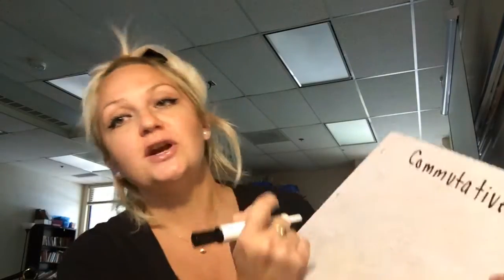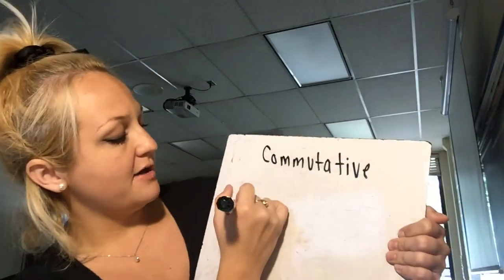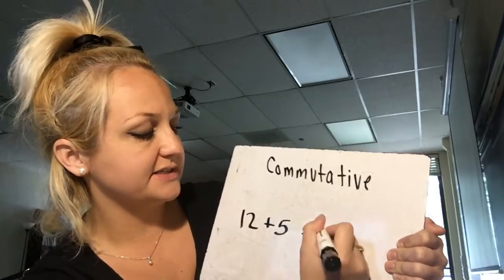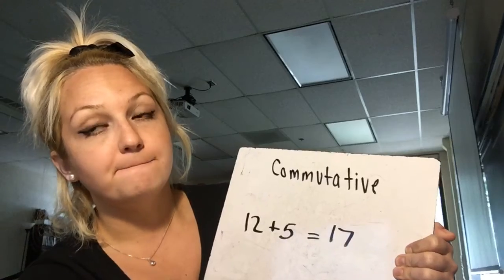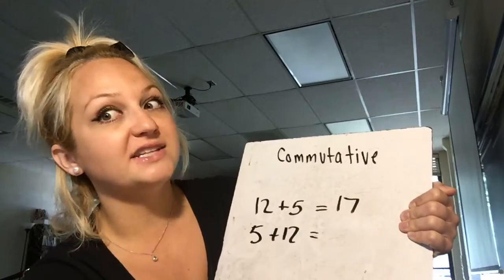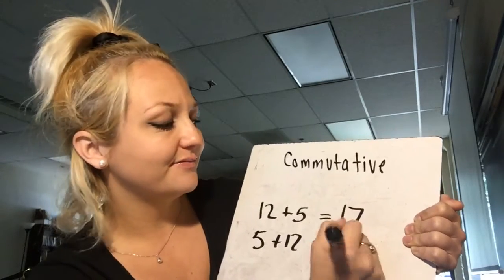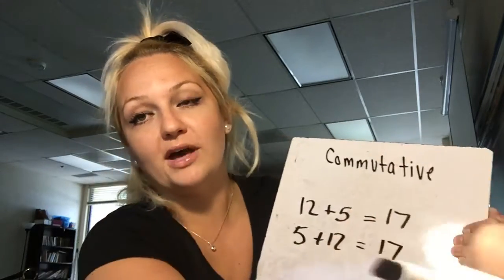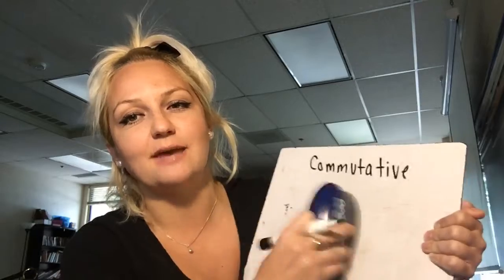Okay, the next one is called commutative, the commutative property. Commutative property means you can change the order and it's not going to change your answer. So if I have 12 plus 5, my answer is 17. But what if I do 5 plus 12? Then what's my answer? It's still 17. It doesn't change the answer. You can change the order that you do it, and the answer stays the same for commutative.